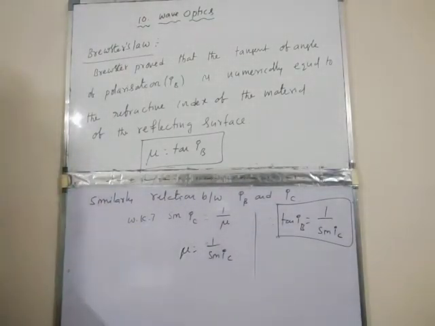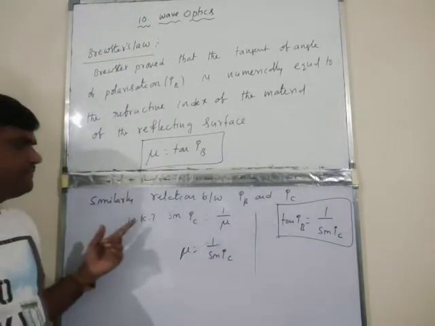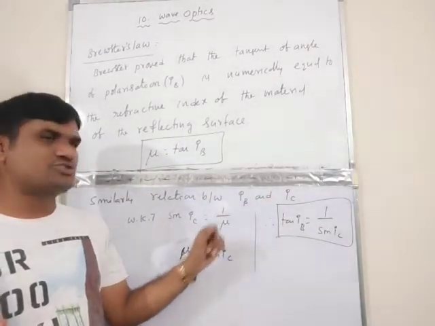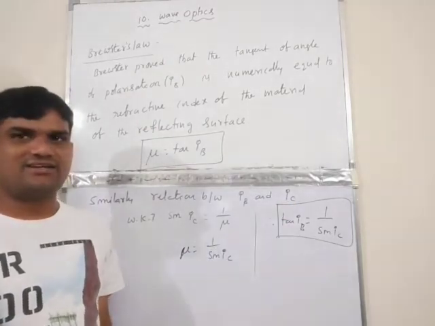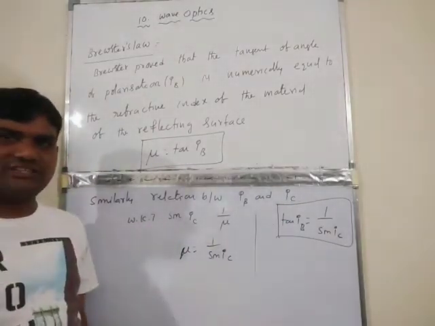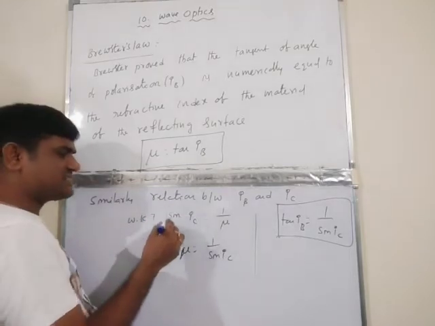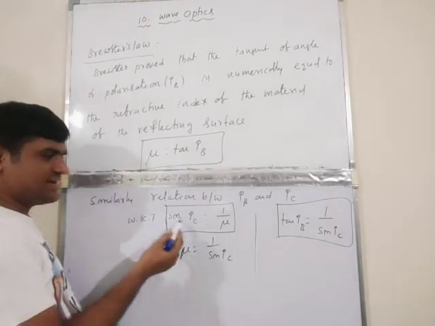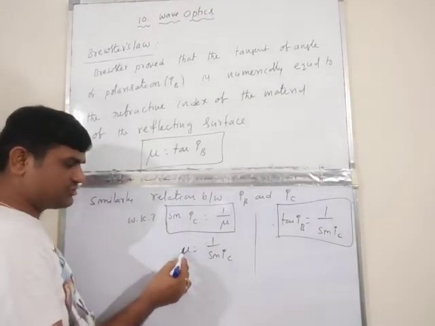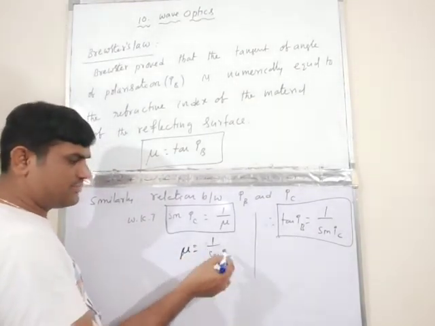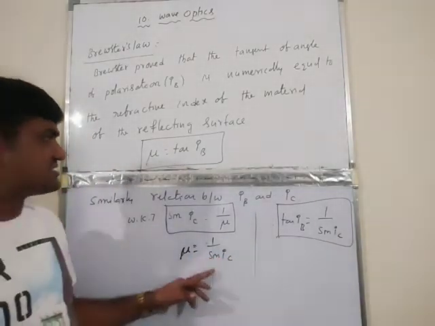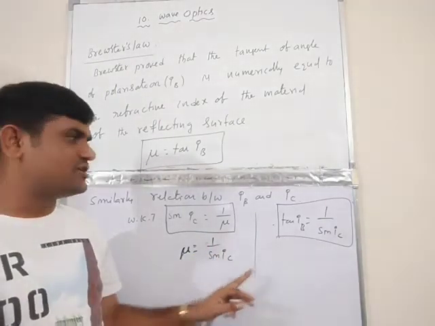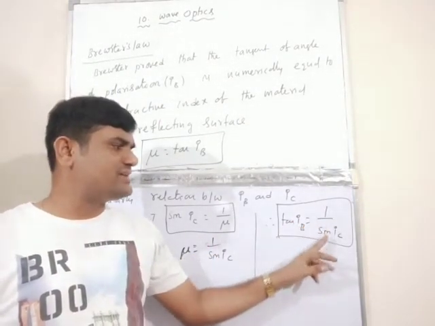So that is the Brewster law. Similarly, the relation between IB and IC. IB means Brewster angle, IC means critical angle. So we know the critical angle relation: sin IC is equal to 1 by mu. Therefore, mu is equal to 1 by sin IC. So instead of mu, we will consider 1 by sin IC. So, tan IB is equal to 1 by sin IC.